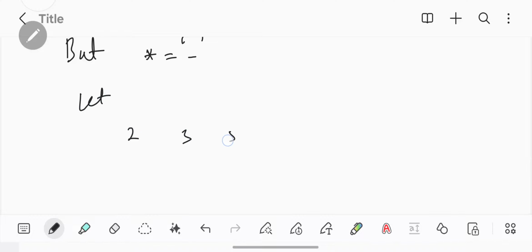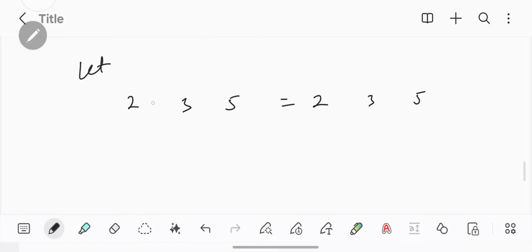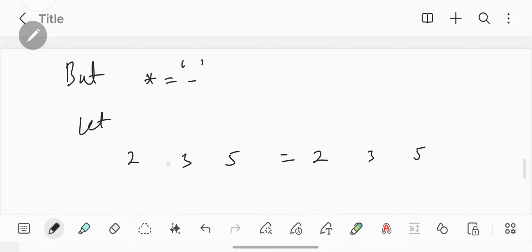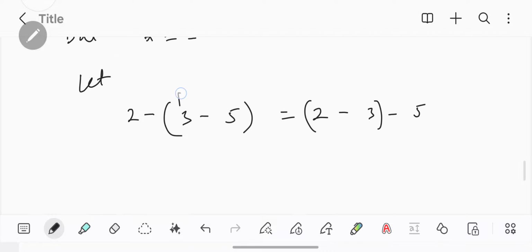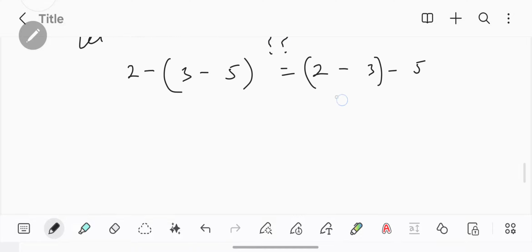Let's take 2, 3, and 5 again. 2, 3, and 5. So this time the binary operation is minus. So I will write minus here, okay? Minus here and minus here. This means if I subtract these two first or I subtract these two first, whether I get the same answer or a different one. Let me do that. 2 minus 3 minus 5 is what? 3 minus 5 is minus 2, right?